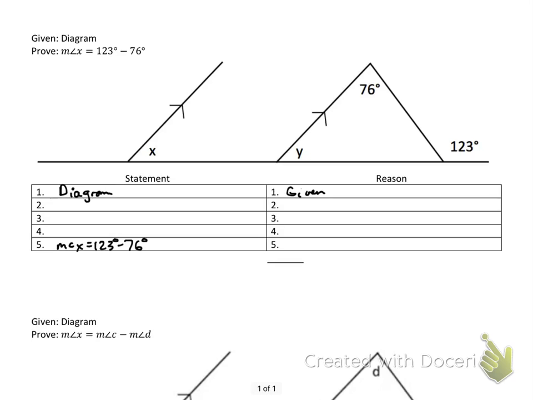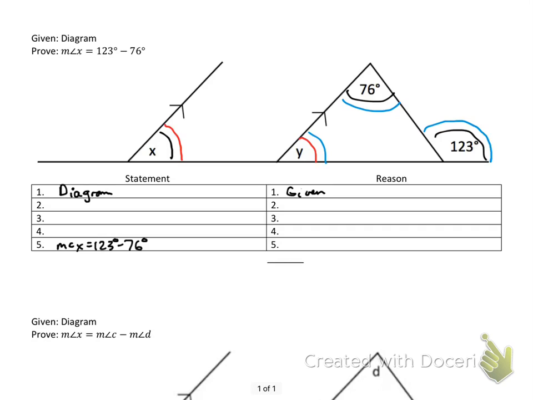All right. So we're trying to show that 123, I'm going to mark these angles, 123 minus 76 equals X. What other angle relationships do we have in this diagram? We've got corresponding angles right here. And we've got exterior angle of a triangle. Now, has every angle been marked twice? Yeah, it has. So that's all we need to know.